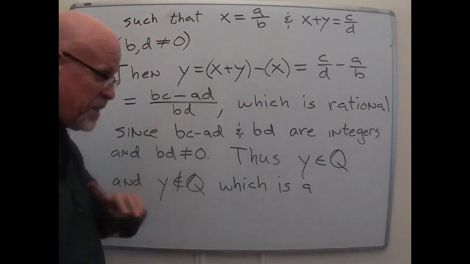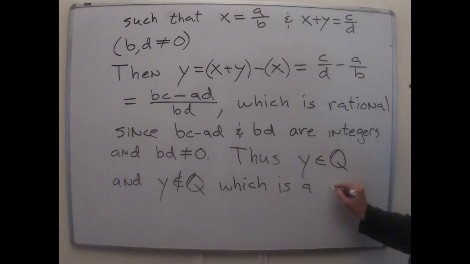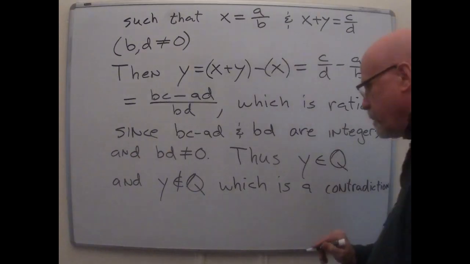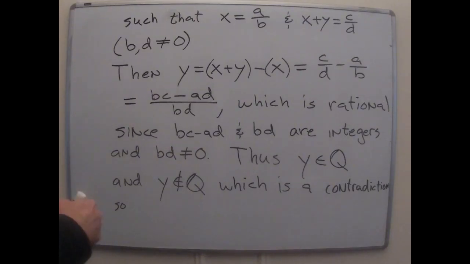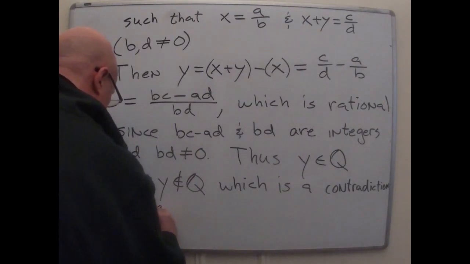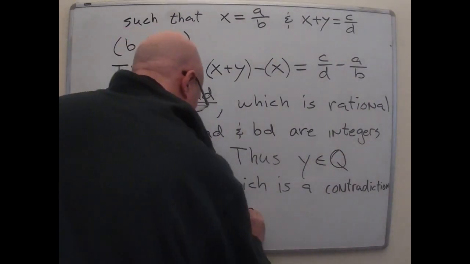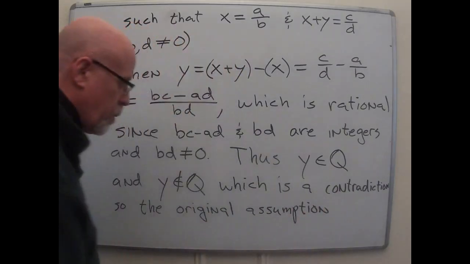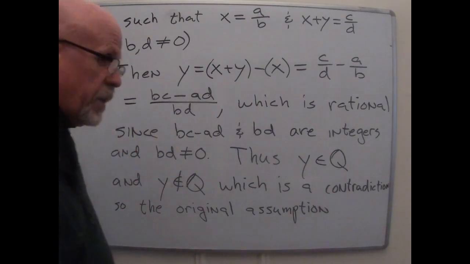And that's good for us because we want to reach a contradiction. So the original assumption is false, which means the theorem is true. Remember what the original assumption was. We started out by saying, assume, by way of contradiction, that, and wrote down the negation of the theorem.